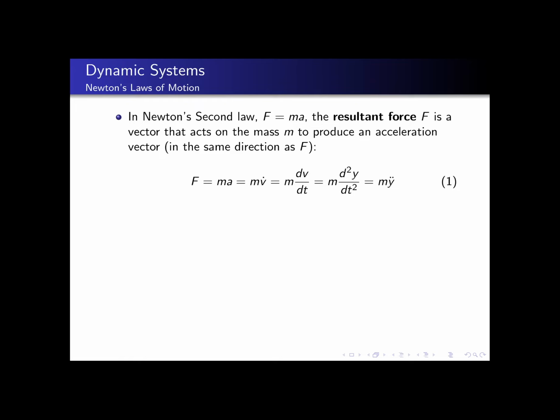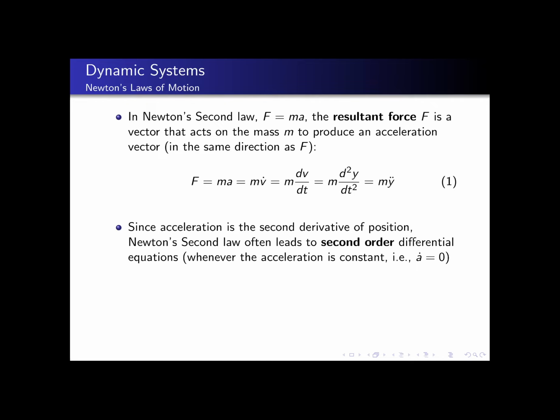In Newton's second law, F is the resultant force, and it's a vector that acts on the mass m to produce the acceleration. In mathematical notation, we can write this as F equals ma, or m times v dot, being the acceleration, the derivative of velocity with respect to time, or written in a different way, m times dv over dt, or m times the second derivative of y with respect to time, which can also be written as m y double dot. We'll talk about the notation in a minute.